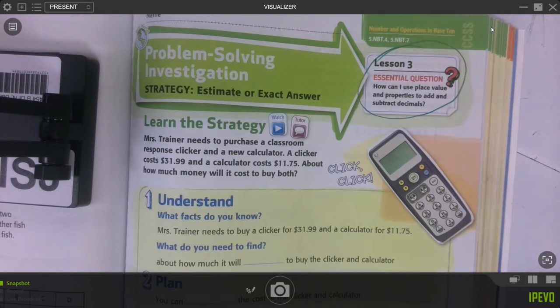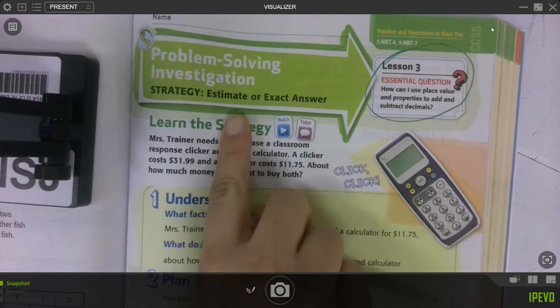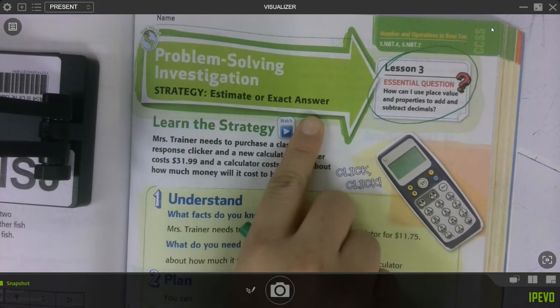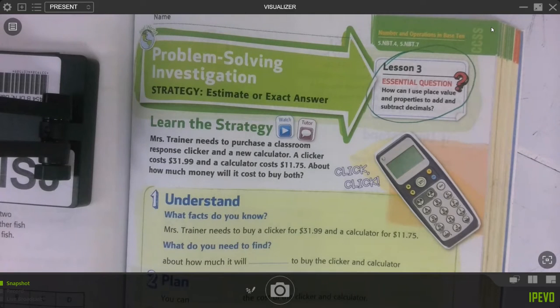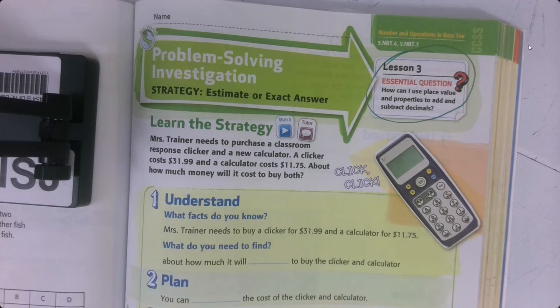Problem solving investigation. Estimate or exact answer. This is an important lesson because there are genuinely times in life where we don't need the exact answer. We just need an estimate. So this will be some good practice in trying to decide which one we need based on the situation at hand.